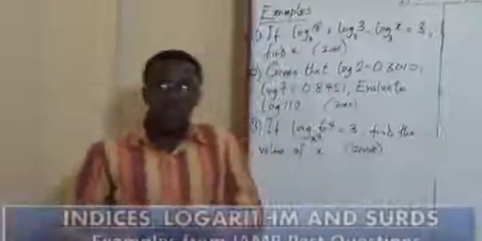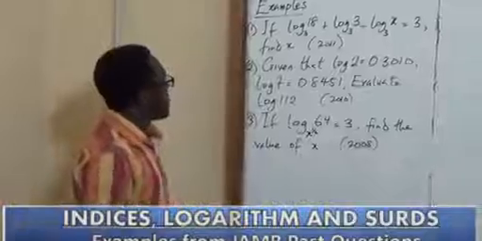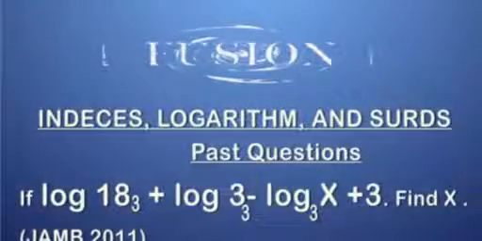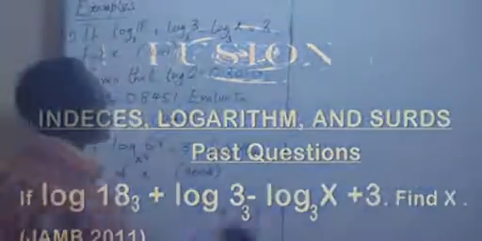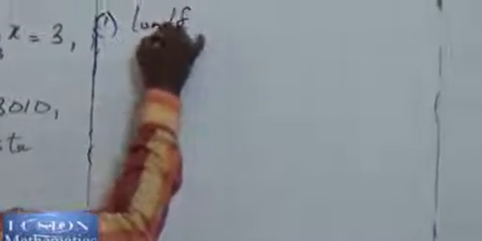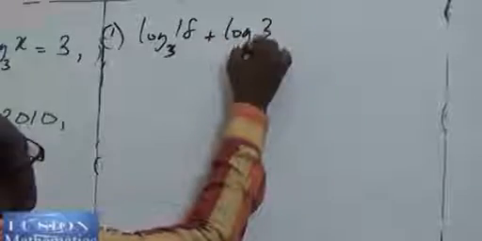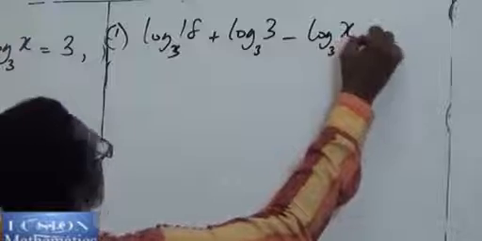Let's solve some questions from our JAMB past questions. Number 1: if log 18 base 3 plus log 3 base 3 minus log x base 3 equals 3, find x. Taken from 2011 JAMB. So number 1, we have log 18 base 3 plus log 3 base 3 minus log x base 3 equals 3.